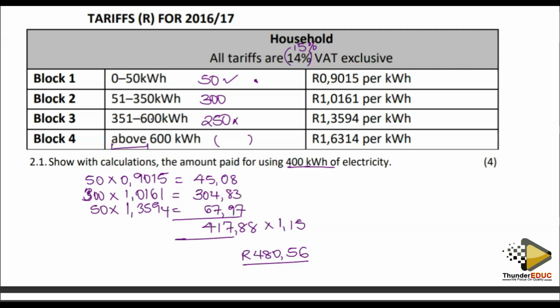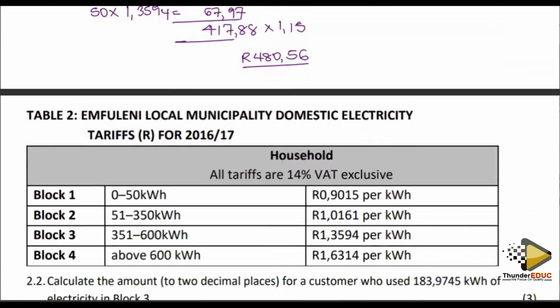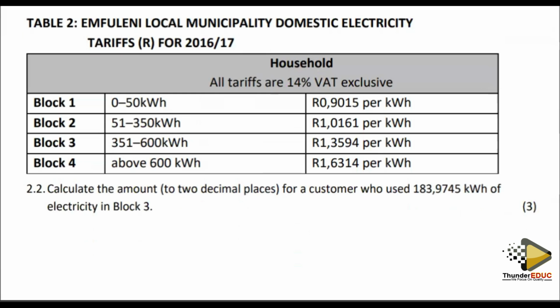All right, let's look at another example. Another example says, calculate the amount to 2 decimal places for a customer who used. But now they have already told you that the customer has used this, and they have told you where it belonged straight away. They told you in block number 3. That means they covered that. Then here, this is where the balance is. So don't worry about that. Just go straight, multiply with this.